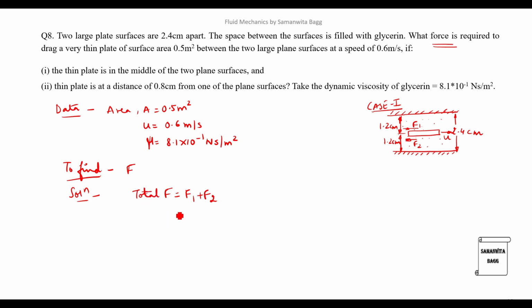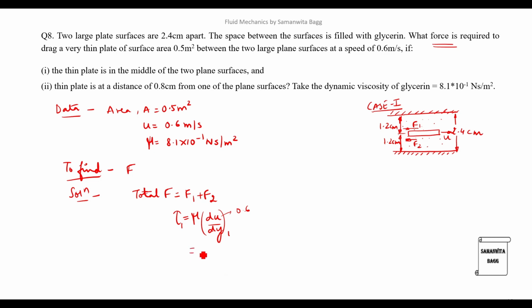So for that we will first start with Newton's law of viscosity, which is tau is equal to mu du by dy. Now when you are talking about the first plate, and in that also when you are talking about F1, I write this as tau 1 and this will be du by dy 1. Mu is constant. du is the relative velocity between the thin plate and the upper large plane surface over here, as you can see. So this value will be 0.6 as it is given. For dy, you can see here this gap between the plane surface and the top layer of the plate is going to be 1.2 centimeter.